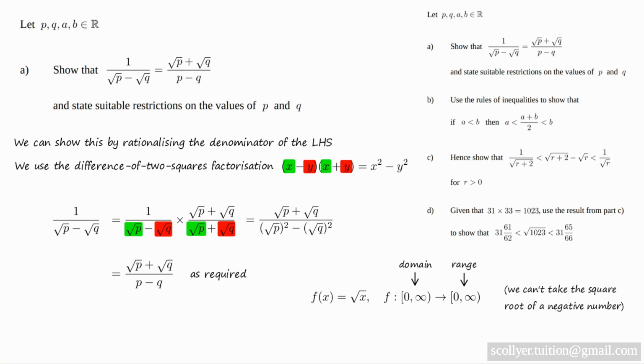And the specification of the domain here tells us what we already know, that we can't take the square root of a negative number. And since we are dealing with an expression containing root P and root Q, we thus need both P and Q greater than or equal to 0, which is our first condition on P and Q. In addition, we note that P minus Q occurs in the denominator of the expression that we derived. Since we cannot divide by 0, we thus need P minus Q not equal to 0, and hence we need P not equal to Q, which is the second required condition.